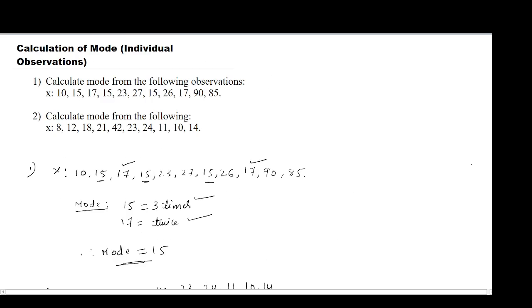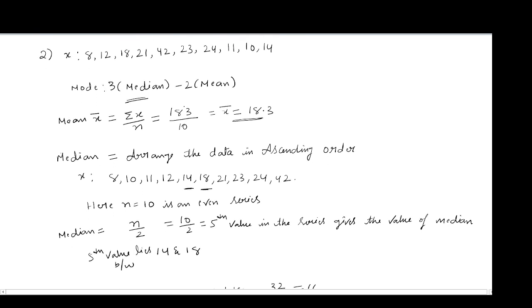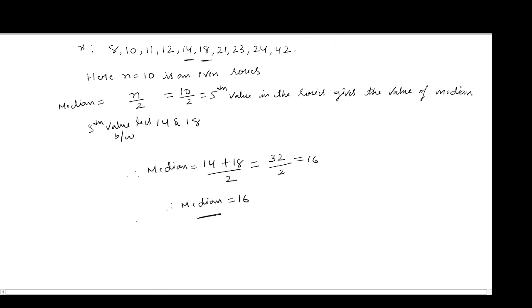Now for calculating mode, I've got median as well as mean. So now directly I can calculate mode. Therefore, mode is equal to, I'm writing the formula once again, 3 times median minus 2 times mean. So that is 3 times, what is the median value we have got just now? 16 minus 2 times mean value I got.